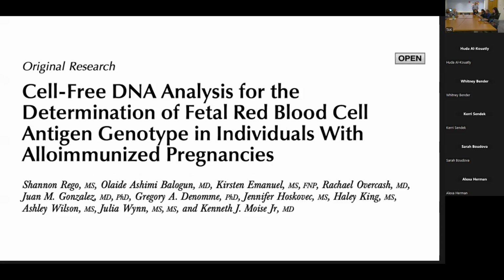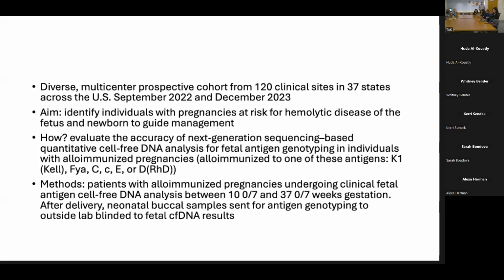So then there was another study that came out in July of 24. Again, many of the authors are employed by Billion to One. But they looked at concordance to neonatal outcomes. So this was a diverse, multi-center prospective cohort from 120 clinical sites in 37 states across the US from September of 2022 to December of 2023. The aim was to identify individuals with pregnancies at risk for hemolytic disease of the fetus and newborn to guide management. And how did they do this? With this next generation sequencing based technology that we just briefly discussed.